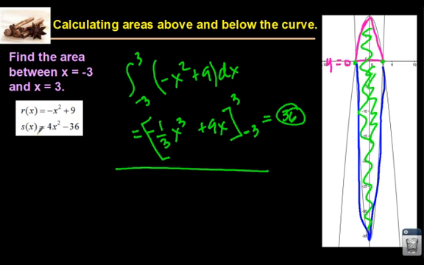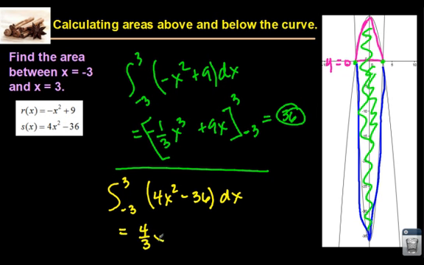So now we're going to do the bottom curve. So from negative 3 to 3 again, the difference is we're below the x-axis this time, so you'll see that we're going to end up with a negative value coming out. So that's where we're integrating. When we integrate, we get 4/3 x cubed minus 36x. And again, we don't need to add k because in this process, k gets wiped out.